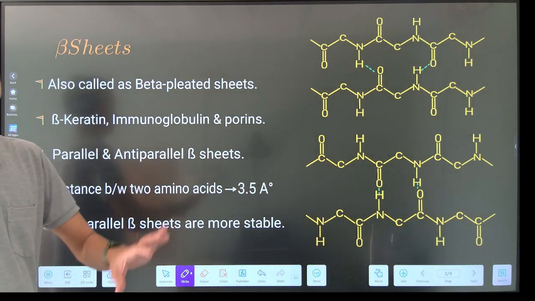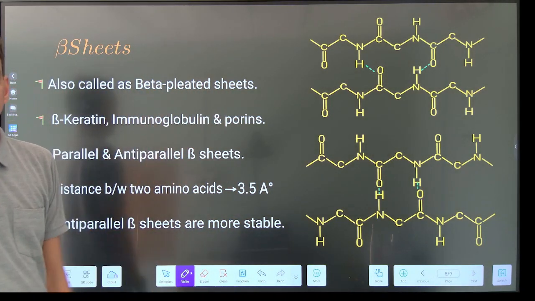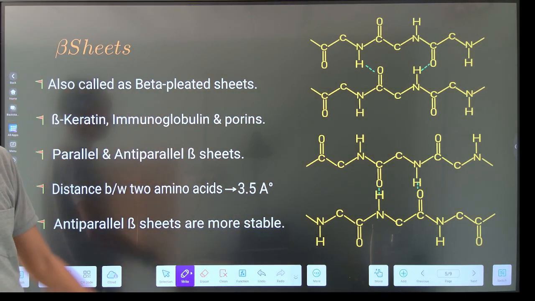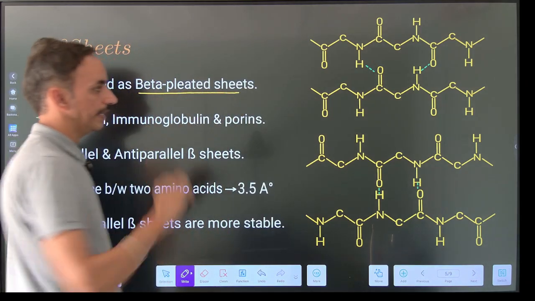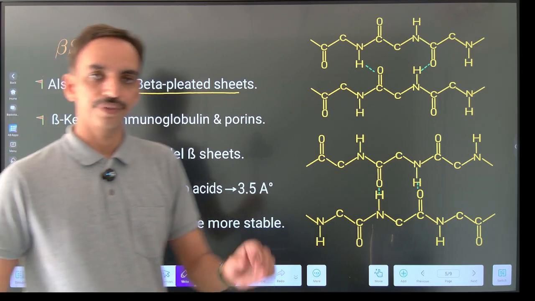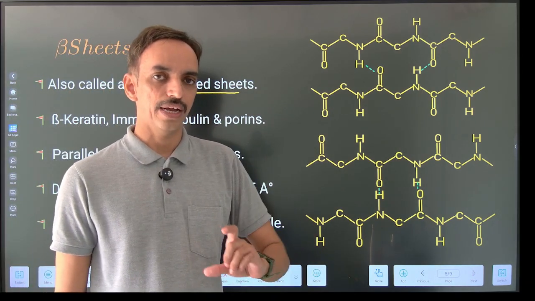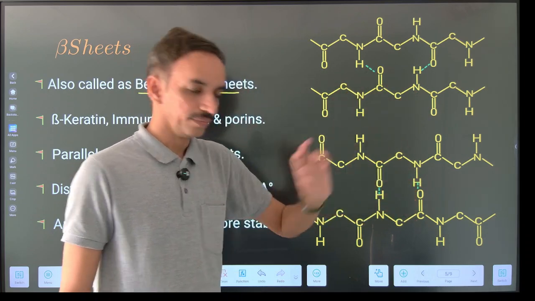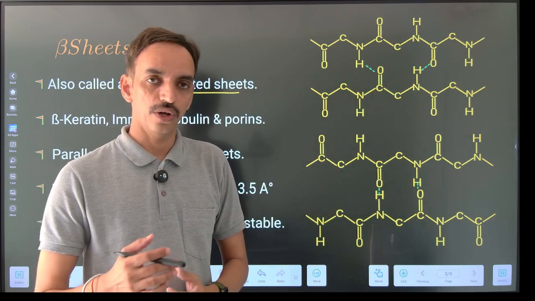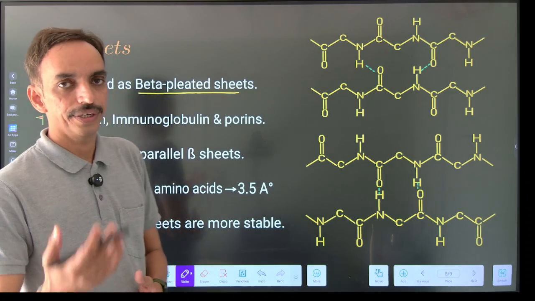Now another type of secondary structure is the beta sheets. These are also known as the beta pleated sheets. Why do they occur in the pleated form? Because if they do not occur in the pleated form, the R chain of the amino acid will not allow the formation of hydrogen bonds. So they are also known as the beta pleated sheets.